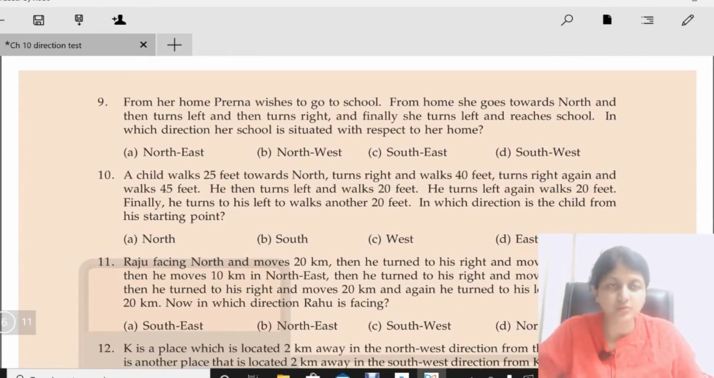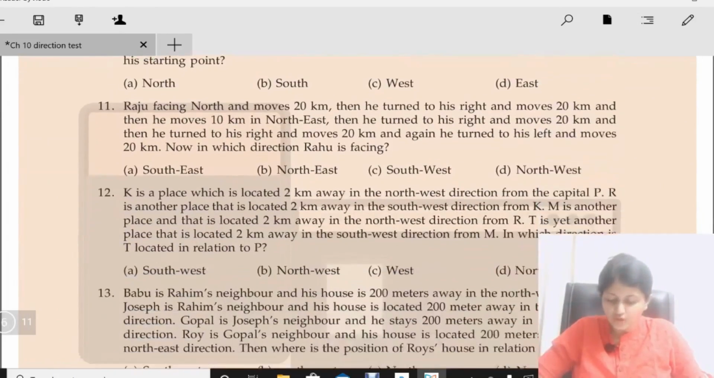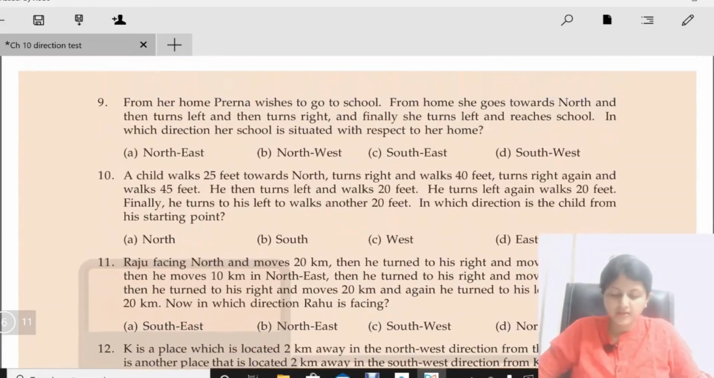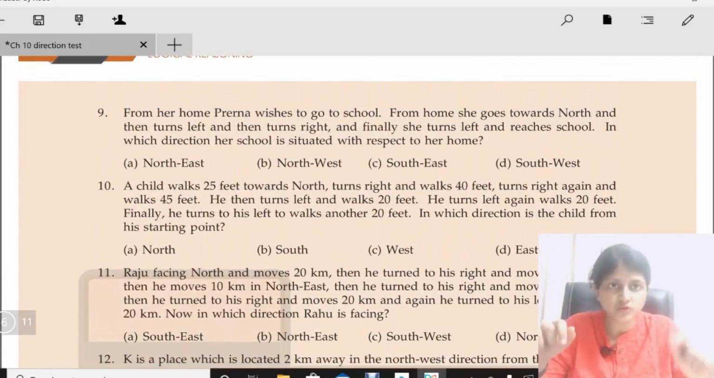Are you ready to solve the next question? Please take some time and try to solve up till question number 15. Please pause the video and try to solve till question number 15.